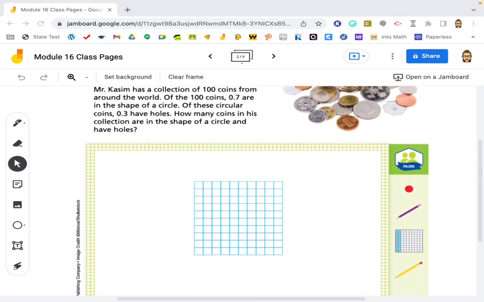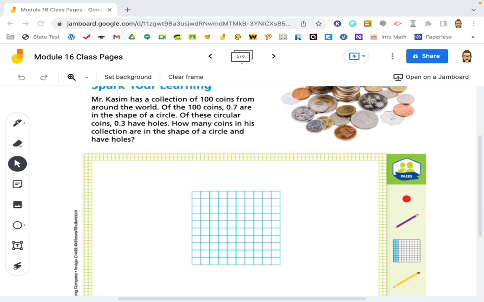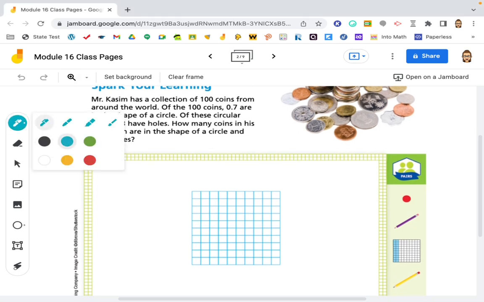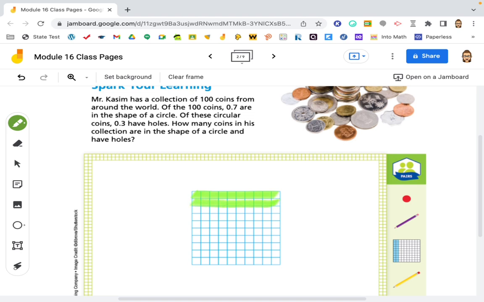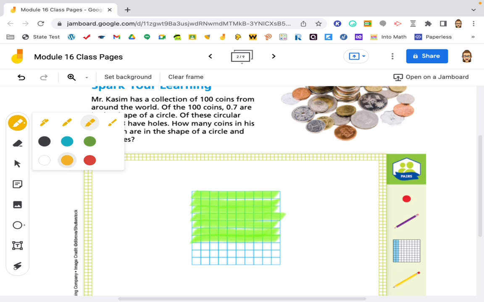So we are going to start by representing 7/10. What that means is I'm just going to highlight 7 of these rows. So 1, 2, 3, 4, 5, 6, 7. And then of those, 3/10 of them have a hole. So we're going to just do 3/10 of that. So 1, 2, 3.